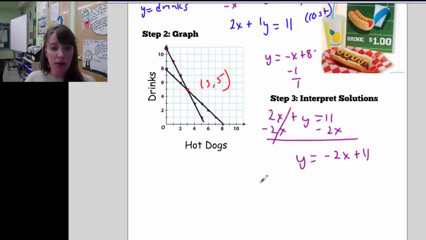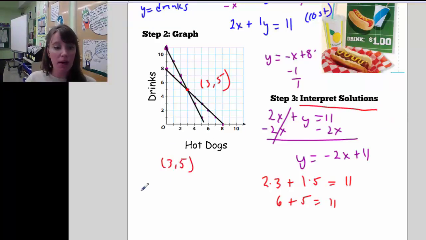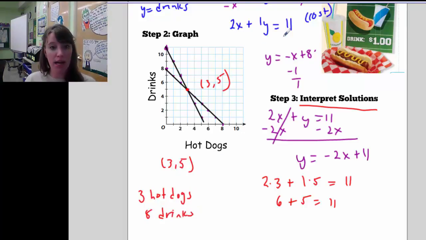3 hot dogs. So if the hot dogs are $2 each, it's 2 times 3, plus the drinks are $1 each, so 1 times 5, that should be equal to 11. So that's 6 plus 5 is equal to 11. So the coordinate 3, 5 really means, and this goes to interpreting solutions, they bought 3 hot dogs and 5 drinks. Because that combination is the only thing that satisfies both of the parameters here, that the total number of items adds up to 8 and they spent $11.